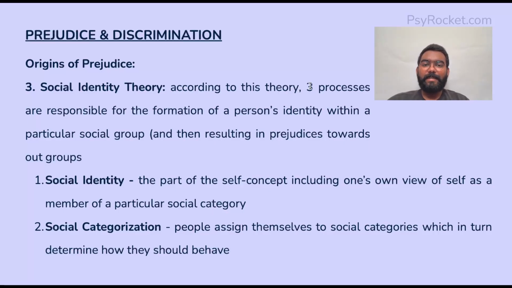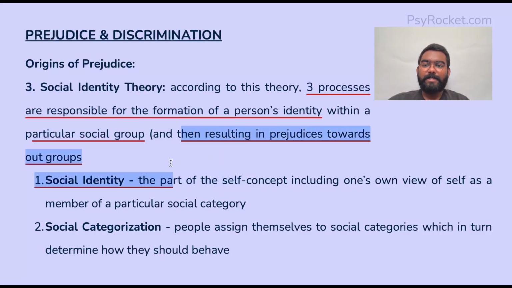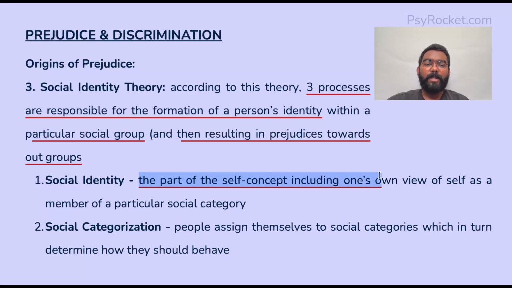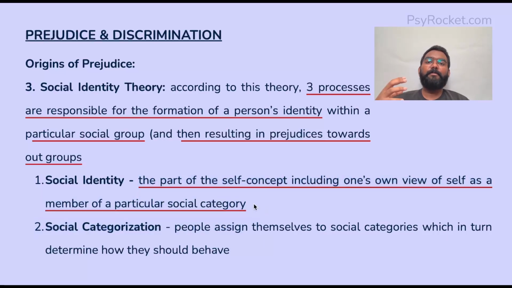According to this theory, 3 processes are responsible for the formation of a person's identity within a particular social group, which then results in prejudices towards out groups. The first stage in this social identity theory in forming prejudices is that you will form the part of the self concept, including one's own view of self as a member of a particular social category. First of all, you will identify yourself as belonging to some particular group.